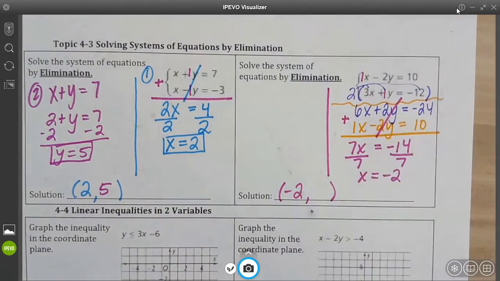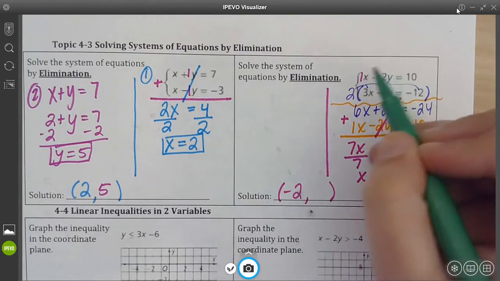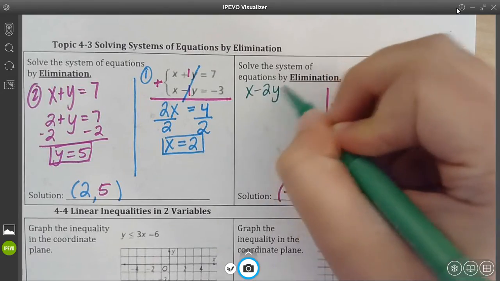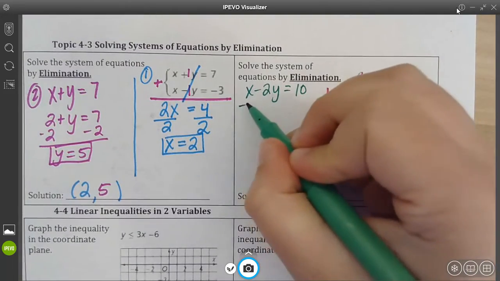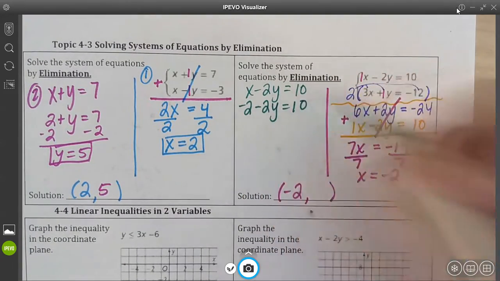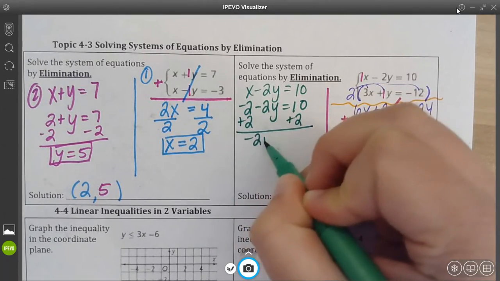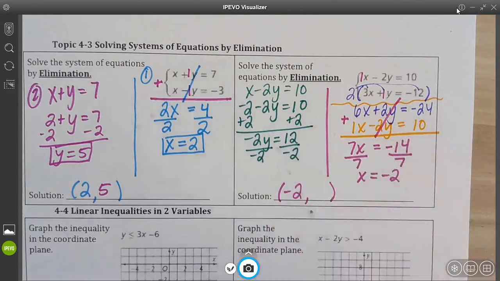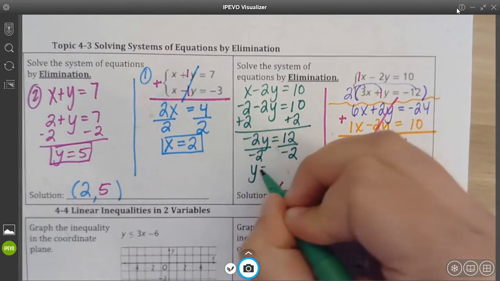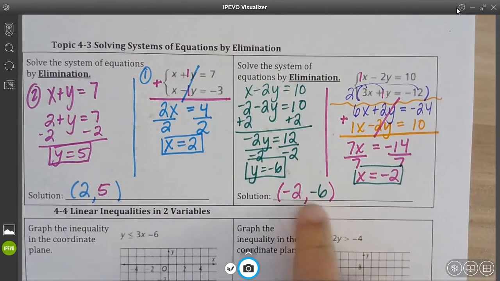I like to draw my line because I've split my problem up into two different sides. My second part of my problem that I need to do is solve for y. I'm going to take my first equation here, x minus 2y equals positive 10. I know x now is negative 2, so it's going to be negative 2 minus 2y equals 10. I'm going to add 2 to both sides to get negative 2y equals 12. And I'm going to divide both sides by negative 2. Y equals negative 6. So I can plug in a negative 6 in my ordered pair as well.